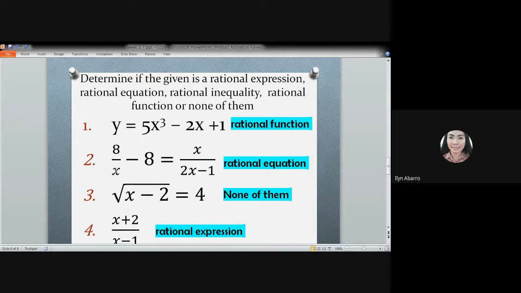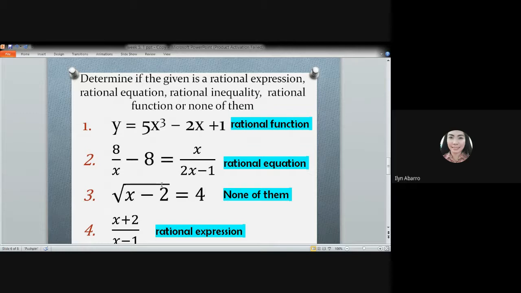Number 2, 8 over x minus 8 is equal to x over 2x minus 1. So this is an equation of rational expressions. These two are both rational expressions. So this is a rational equation. Number 3, none of them. Why? Because the square root of x minus 2 is a radical expression, it is not rational. The rational expression and the radical expression are different. So our answer here is none of them.